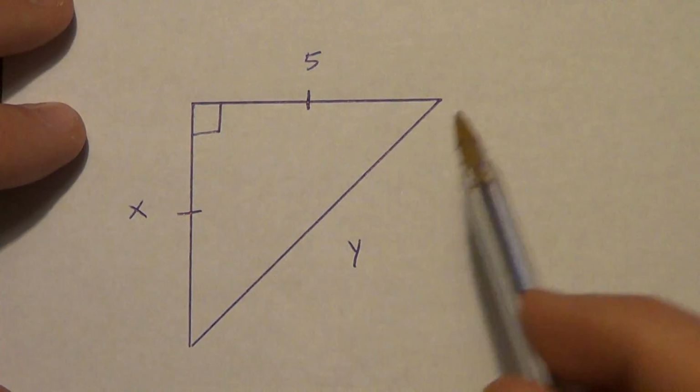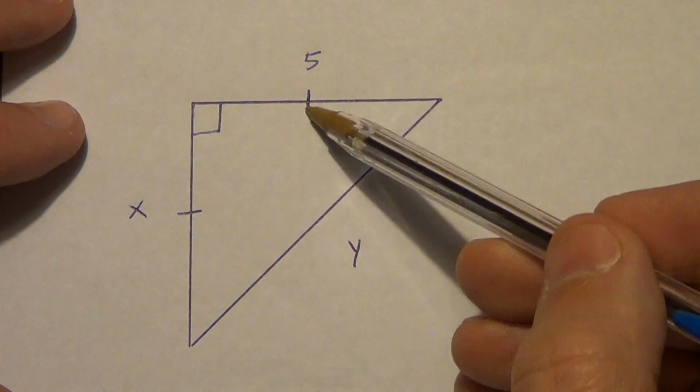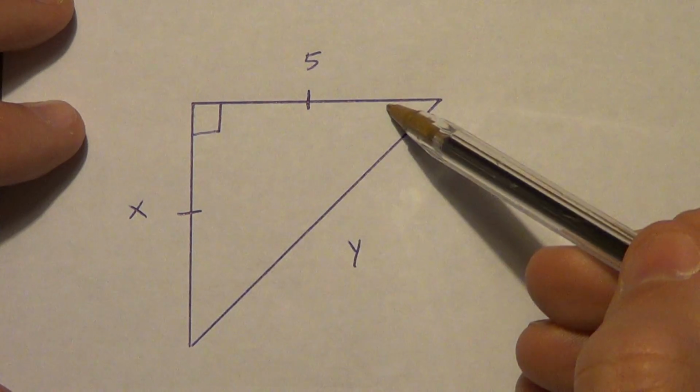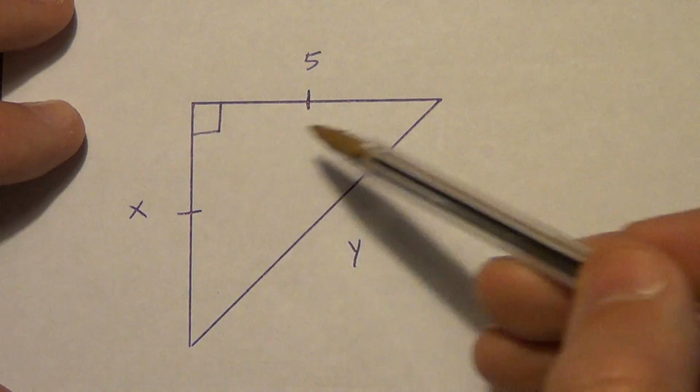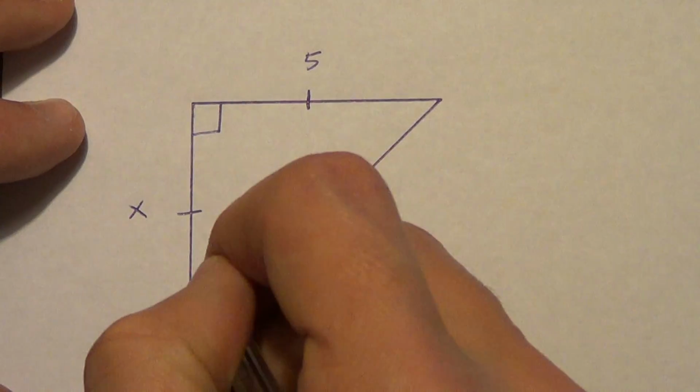Right, now, how do I know this is 45, 45, 90? I have 2 congruent sides. So therefore I must have 2 congruent angles. 180 minus this 90 here is 90. 90 split evenly has 45 degrees each.